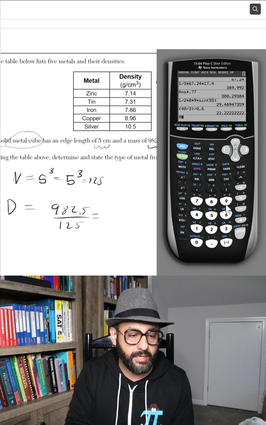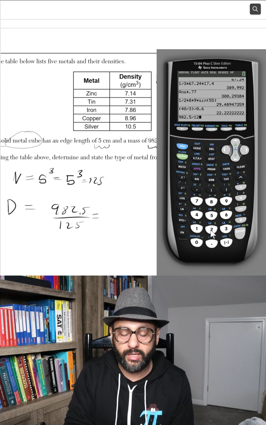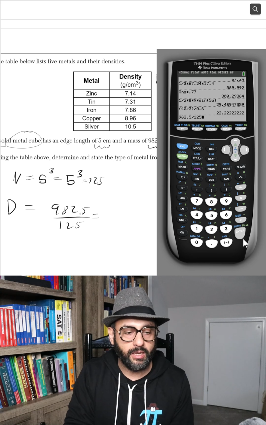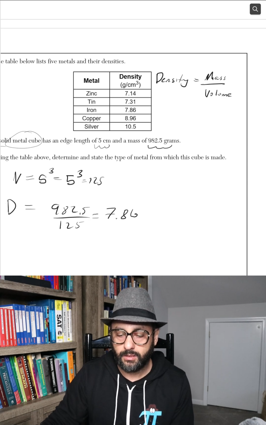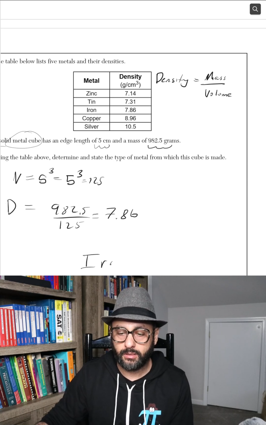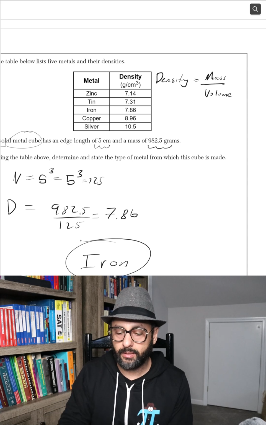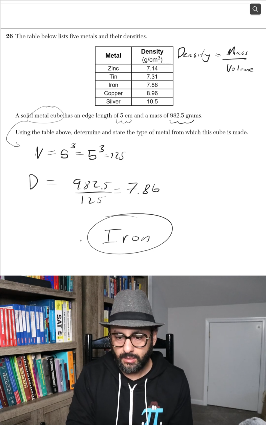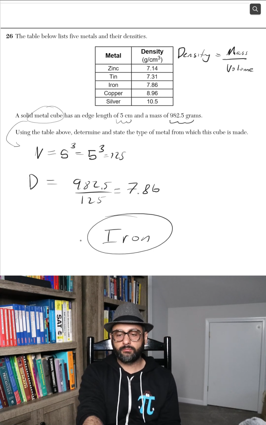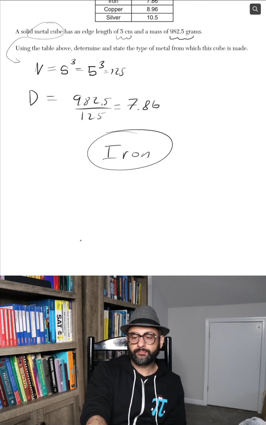So 982.5 divided by 125, and we get 7.86. And so then the metal is iron. Okay? You don't have to use full sentences. You could just state. They said determine and state. Okay? The metal.